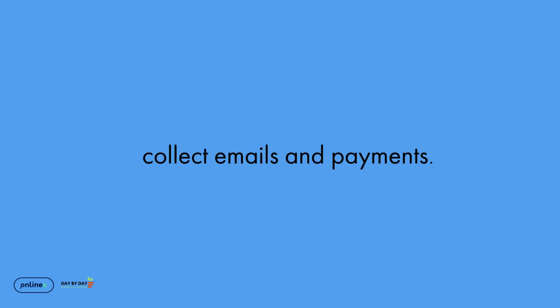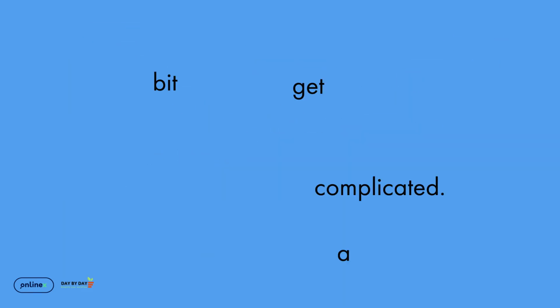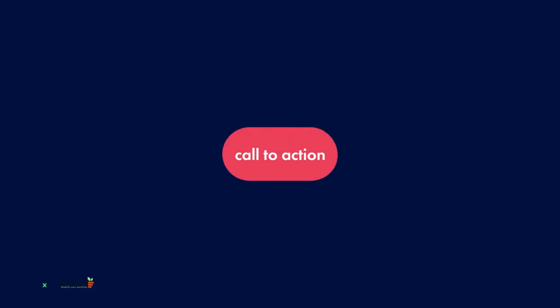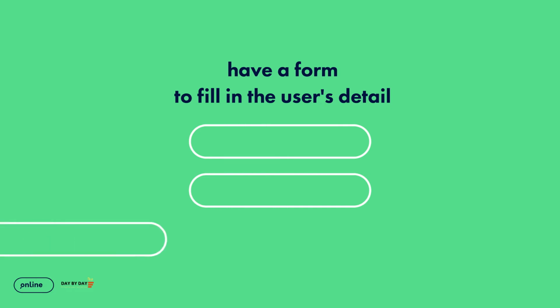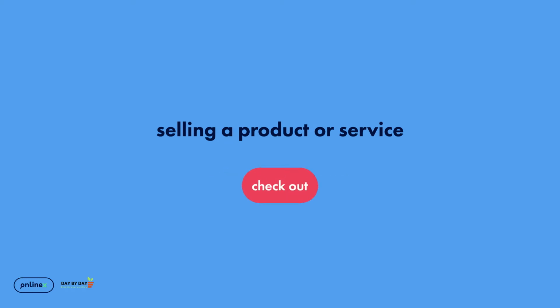Once your landing page is set up, it's time to collect emails and payments. This is where things usually get a bit complicated. Your landing page has a call to action button, a CTA. This button can be to sign up, to pay, or to learn more. If the purpose of the landing page is to collect email addresses, then the page will have a form to fill in the user's details. But if you're selling a product or service, or as in our example, a webinar, then the CTA should lead users to the checkout. This is the place where they will enter their details and pay.